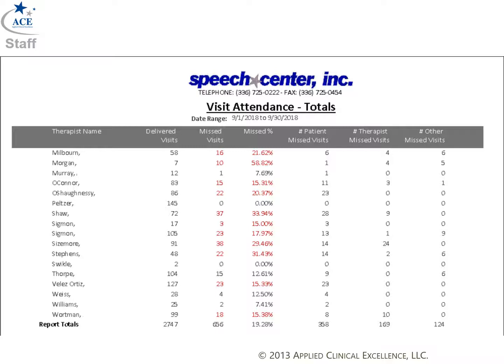This is an example of the Visit Attendance Totals report, and it shows for all staff members for the month of September 2018. It shows how many visits were delivered and missed. If the missed percentage is more than 20, it appears in red. Additionally, the report shows how many missed visits were the responsibility of the patient, the therapist, or other, such as funding or weather.